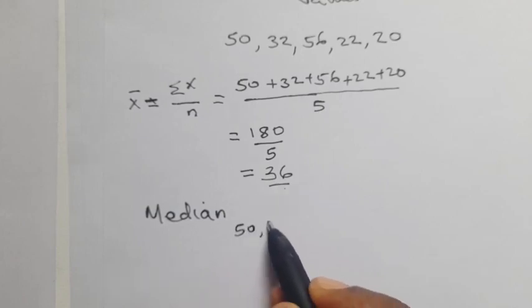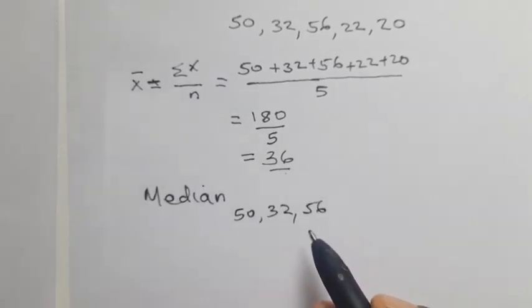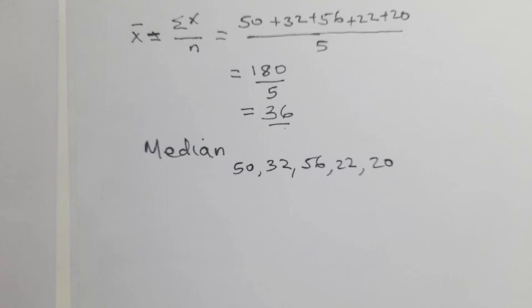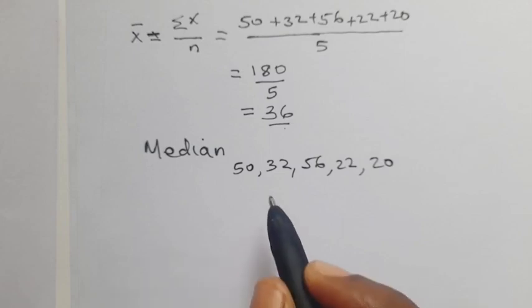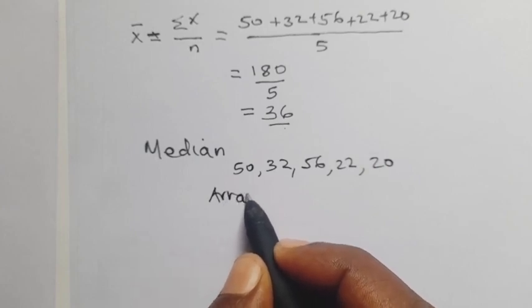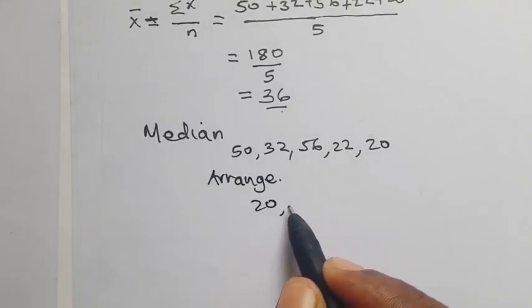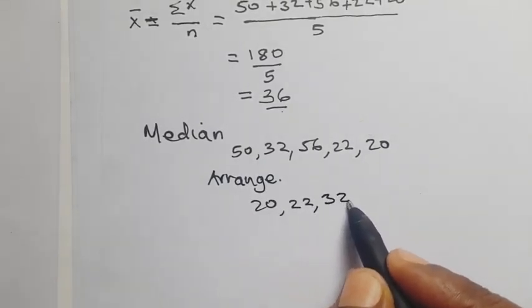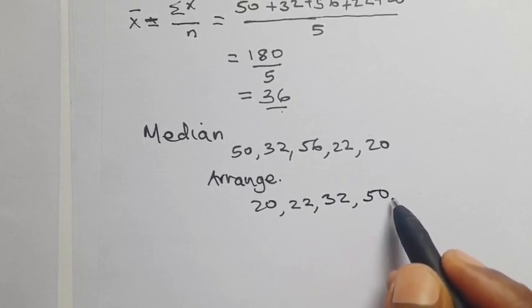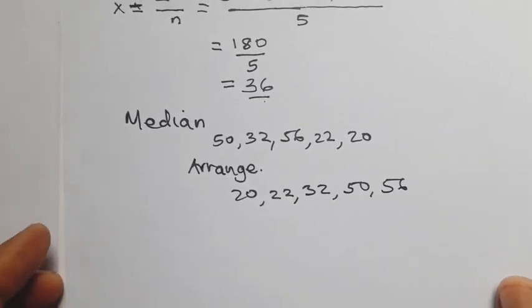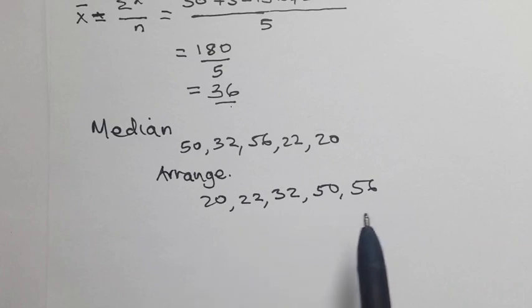Let's say 50, 32, 56, then 22, then 20. So how do we get the middle value, or the element that is in the middle? It means we are first of all arranging in ascending order, starting from 20, move to 22, move to 32, move to 50, and lastly move to 56. So 1, 2, 3, 4, 5. This is how we have arranged them, moving from the smallest to the largest.